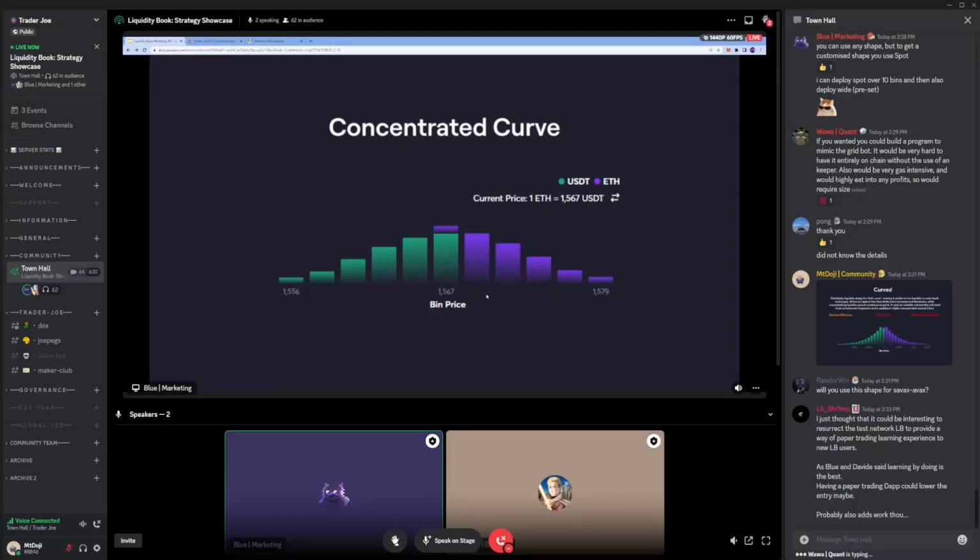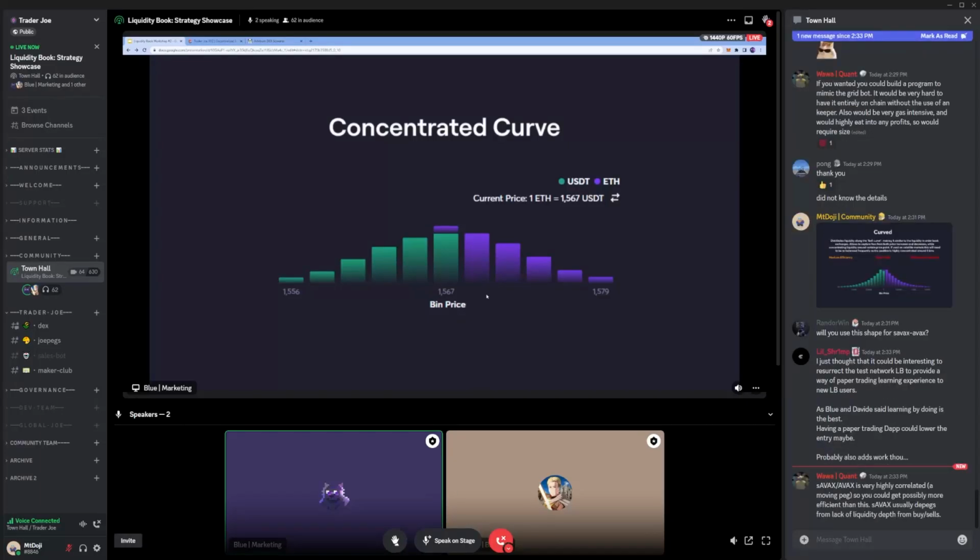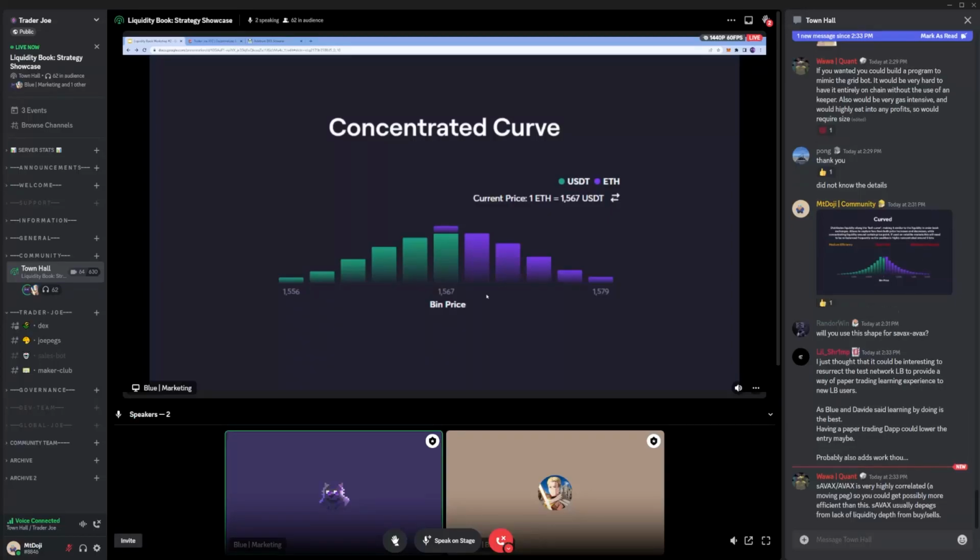You may find an easier job with this shape in something like pegged asset markets, wrapped Bitcoin and Bitcoin B. Probably not going to get too much movement between that. So you might find it a bit easier in the lower volatile pools.